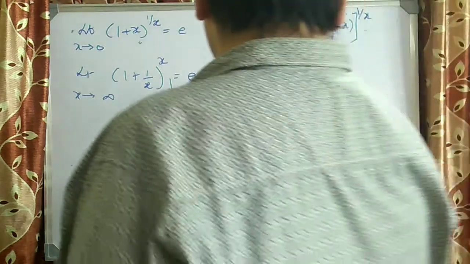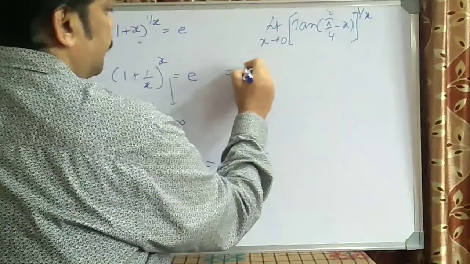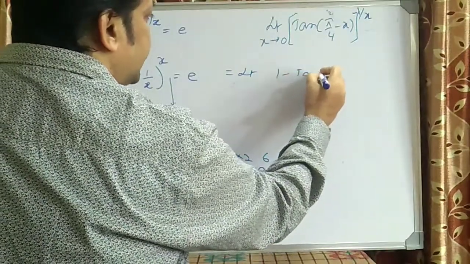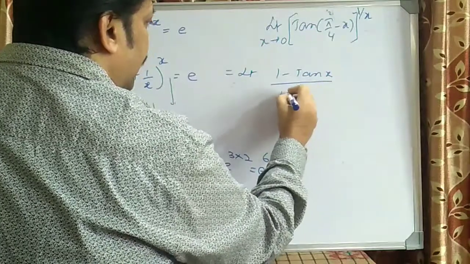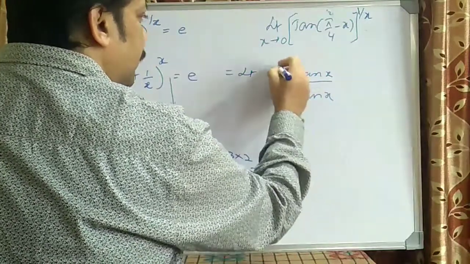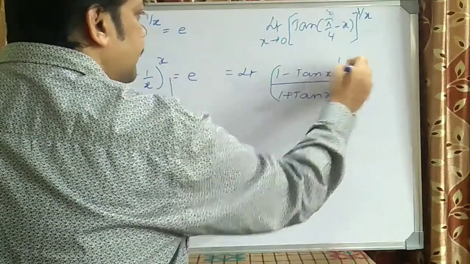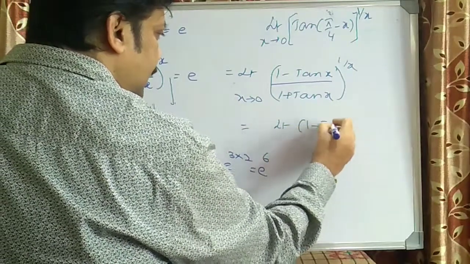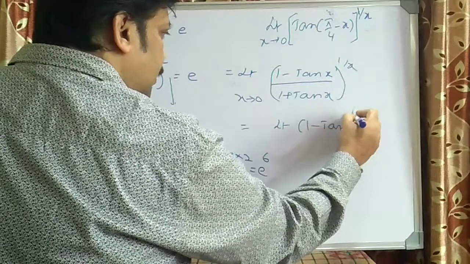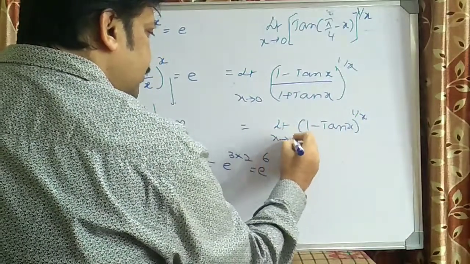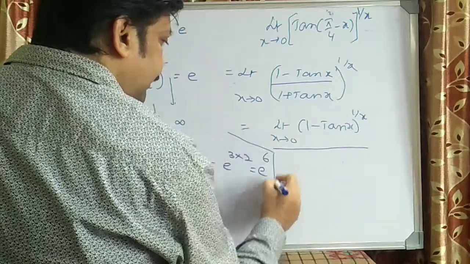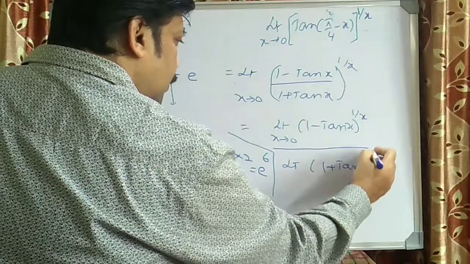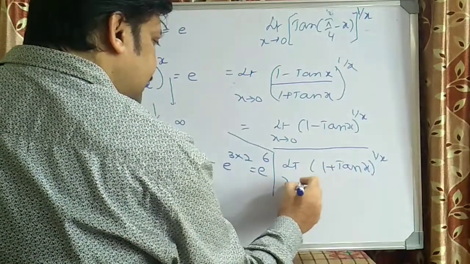So this is the limit. You know that tan(pi by 4 minus x) is nothing but (1 minus tan x) divided by (1 plus tan x), whole to the power 1 by x as x tends to 0. Again I am separating this into the numerator, limit of (1 minus tan x) to the power 1 by x as x tends to 0, whole divided by limit of (1 plus tan x) to the power 1 by x as x tends to 0.